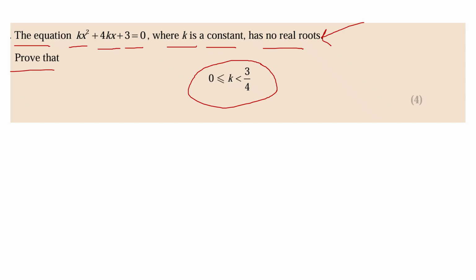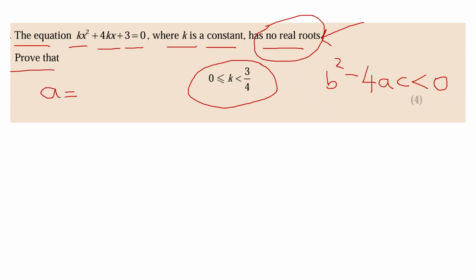Now, when a quadratic has no real roots, we should be thinking straight away of the discriminant part of the quadratic formula, specifically that b squared minus 4ac must be less than 0 for the quadratic to have no real roots. Because this is the bit inside the square root in the quadratic formula for solving quadratics. So, I'm going to label my a, b, and c.